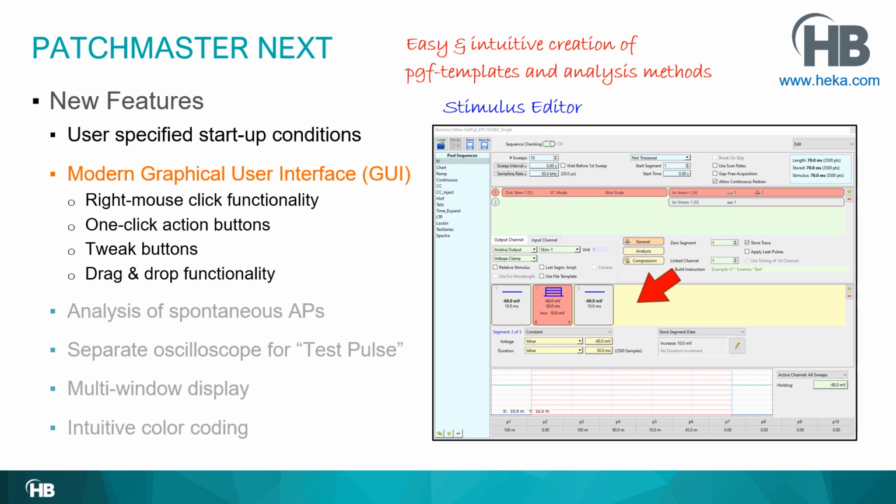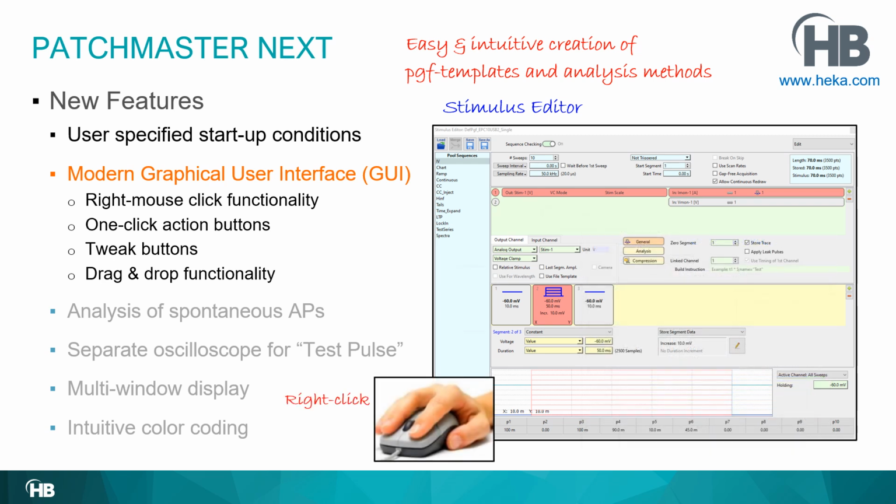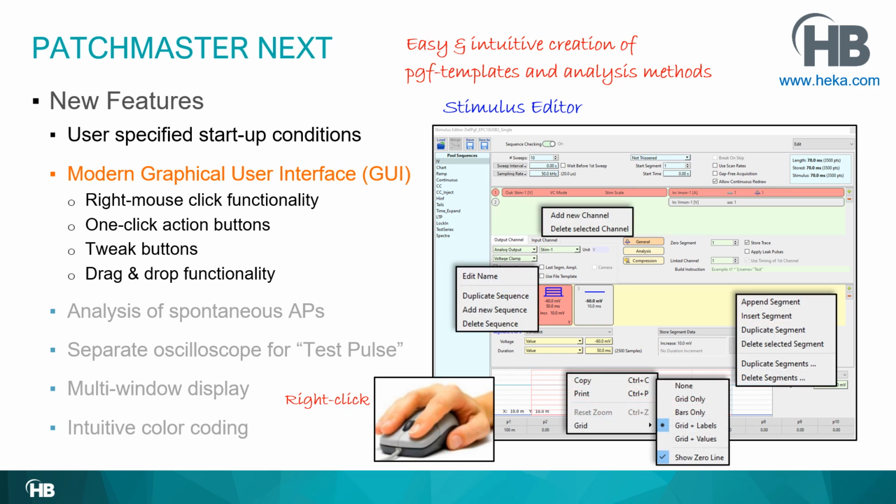And when you select the segment, you can then also further specify it with the segment editor. When you click on this, it opens up a new window, and it's the segment editor which allows you more specific settings for each segment. Then there are, of course, also right mouse click functionalities in this window. Depending on where you click on the window, you have different options.